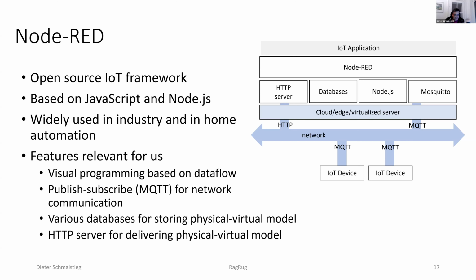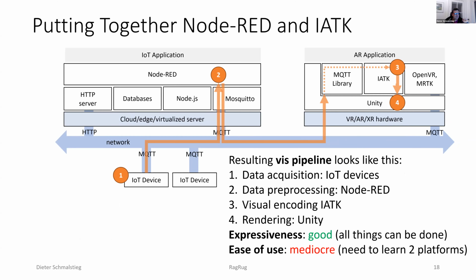Now, let's jump ahead and put those two things together. Node-RED on the left-hand side, IATK on the right-hand side. An MQTT IoT device on the bottom would be the starting point of a visualization pipeline. So let's say we want to visualize readings from a sensor in some sort of AR application. What would have to happen?